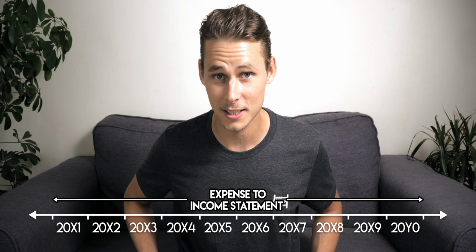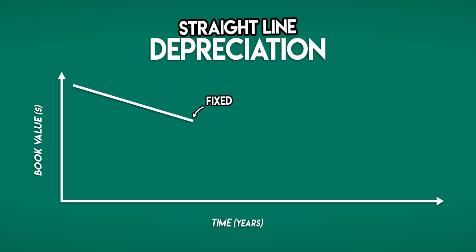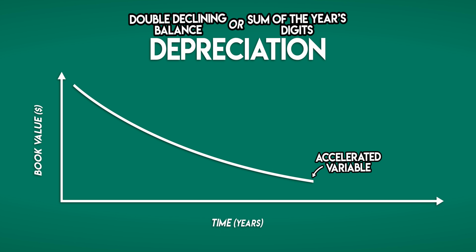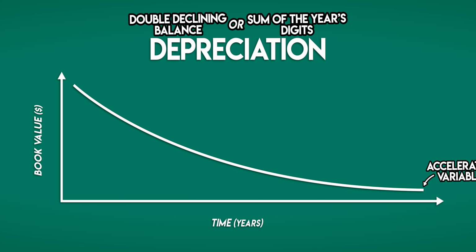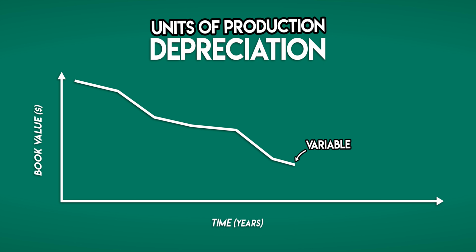Now there are a few ways to do this. This graph shows the book value of your oven over time. The simplest depreciation method of all is called Straight Line Depreciation. This is a fixed cost method where the depreciation expense is spread out evenly over your oven's useful life. But we also have the double declining balance and sum of the year's digits methods. These are what we call accelerated variable cost depreciation methods, where the expense is higher in early years. And then we have the units of production method. This is also a variable cost depreciation method, but it's not accelerated. Instead, the depreciation expense mirrors the actual physical use of your asset.